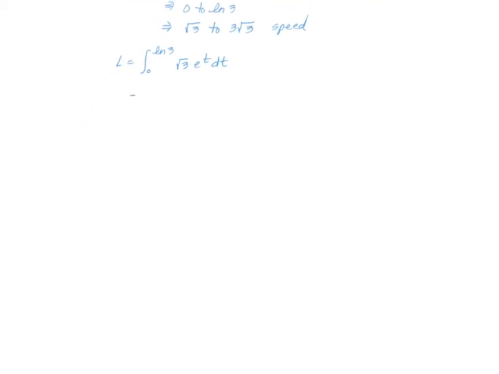So I'm ready to integrate square root of 3, e to the t, evaluating from 0 to natural log of 3. That'll be 3 square root of 3 minus square root of 3, or 2 times the square root of 3. So that would be our arc length.